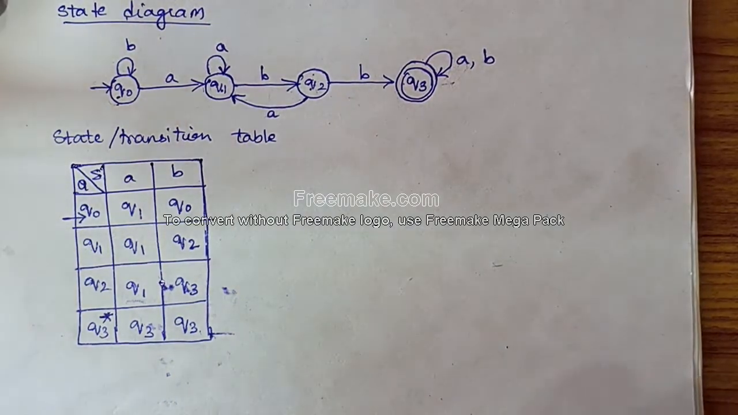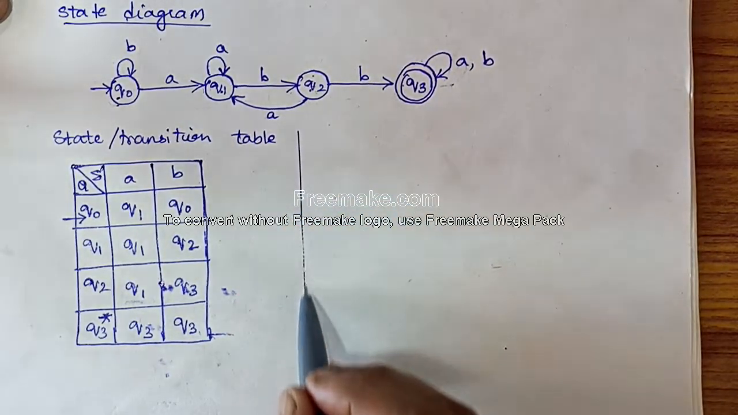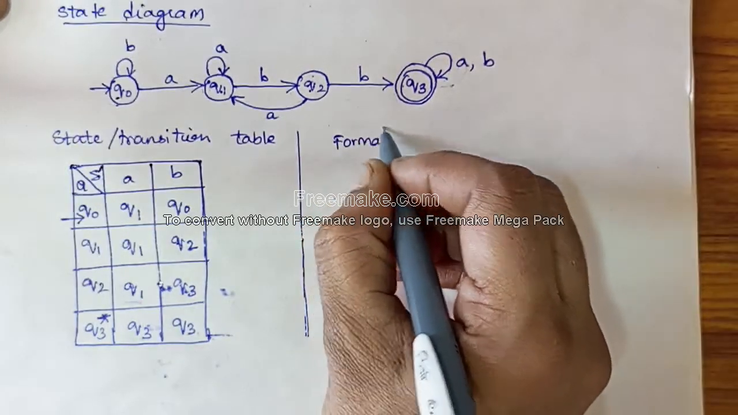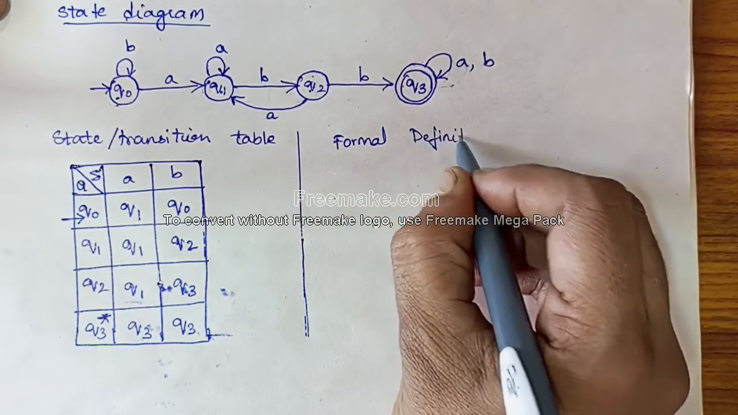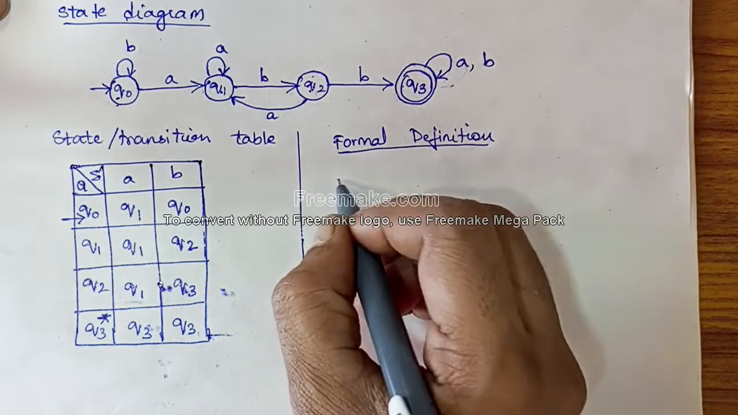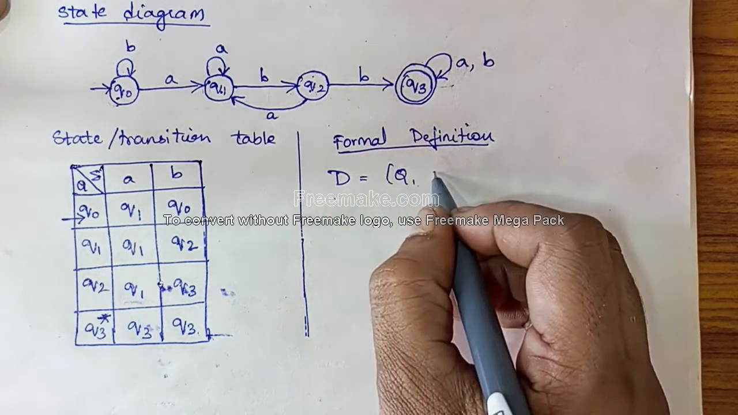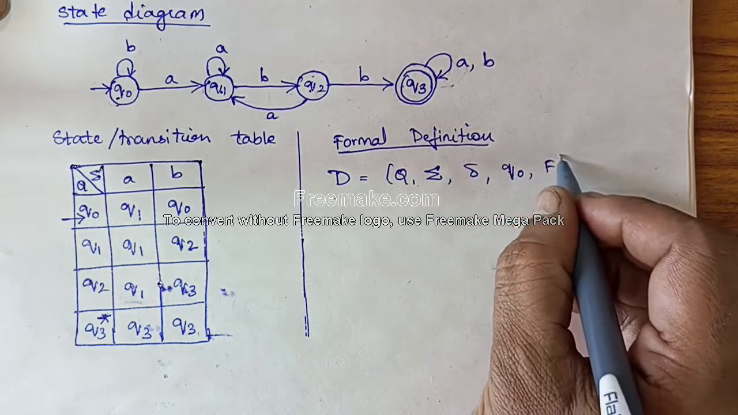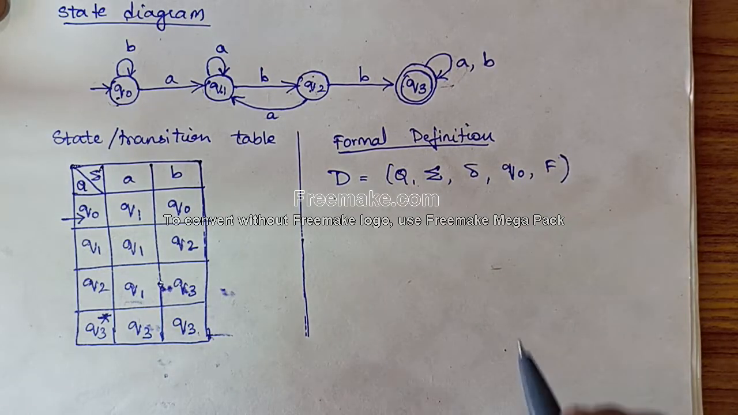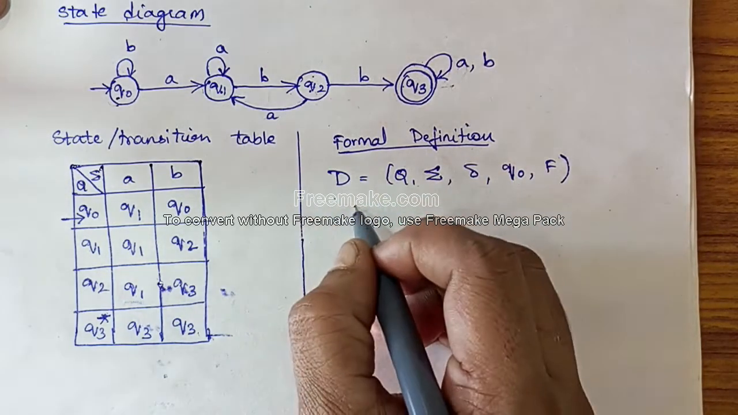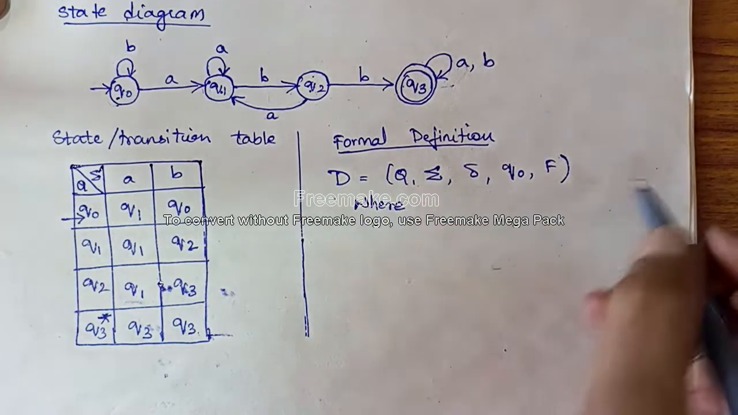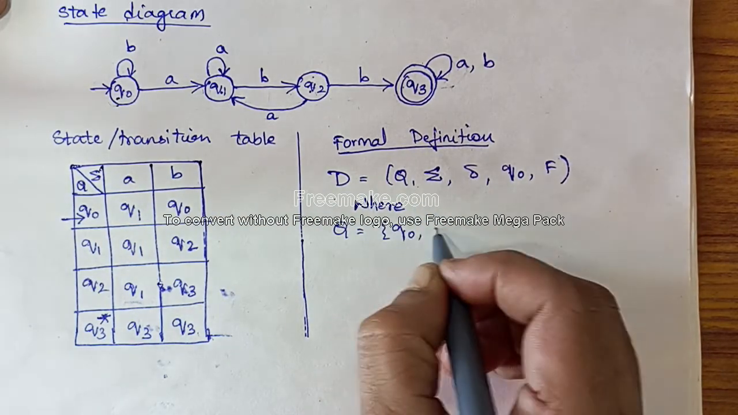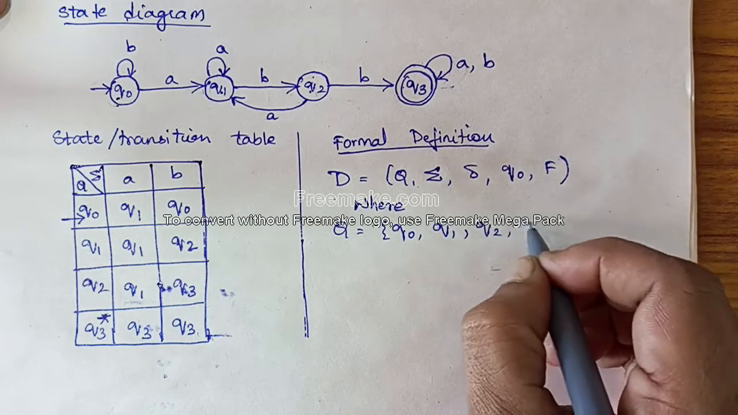Now after this, I am just going to do a small verification. Before I verify, I'll just write the formal definition. Okay, this is my formal definition. It's a quintuple with 5 elements. I am just going to look at this diagram and explain each and every element over here. Q is the set of states. In this case, my set of states are Q0, Q1, Q2 and Q3.